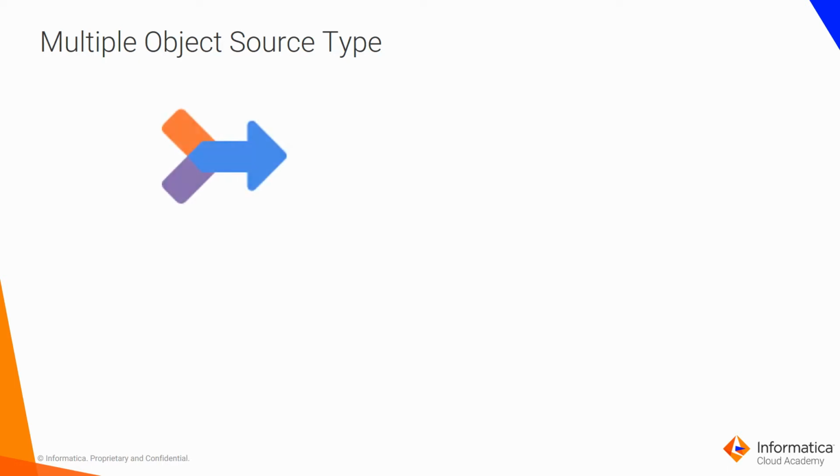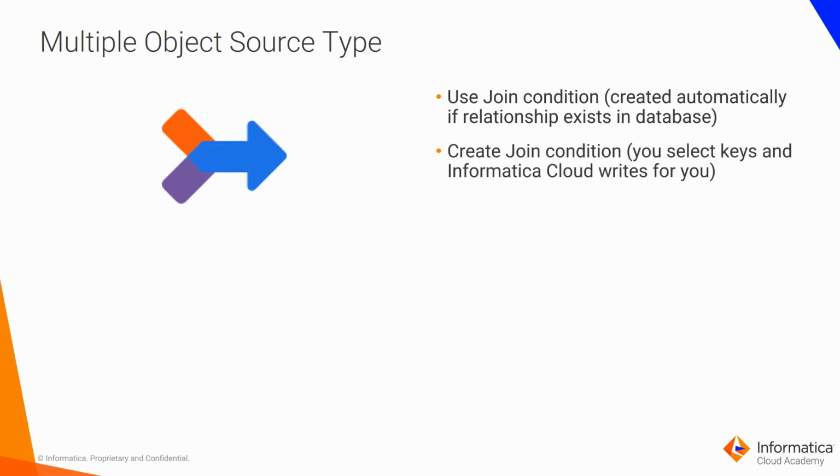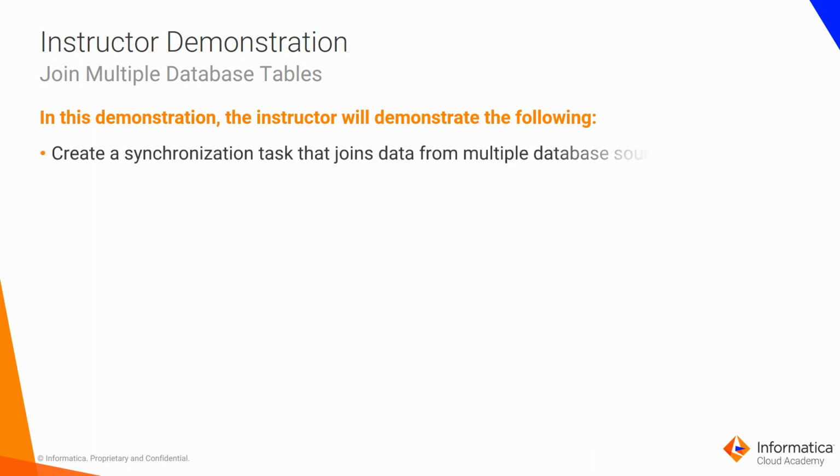When you join data from multiple database tables, there are a couple different ways that can happen. If a relationship between the two tables exists in the database, Informatica Cloud would automatically write the join condition for you when you add the source objects. If there is no defined relationship between the two tables in the database, another option is to select the key field that relates those two tables together. Then Informatica Cloud will create the conditions based on that for you. The last option is a user-defined join, where you have complete control over writing the join condition from scratch. I will now demonstrate how to create a synchronization task that joins data from multiple database source objects.